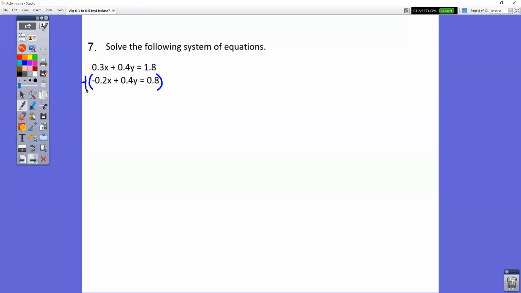Go ahead and find both x and y. If you want to multiply all 6 things by 10, you could do that to make them into non-decimals, or just multiply the top equation by negative 1, or the bottom equation by negative 1, to create opposites with your y's. Go ahead and solve this one, please.